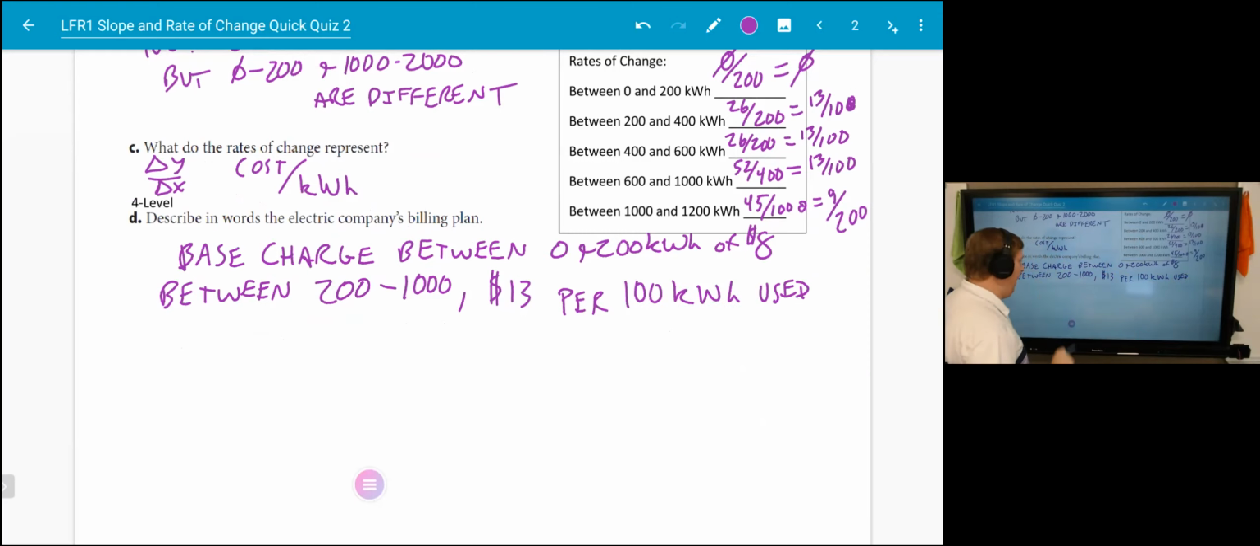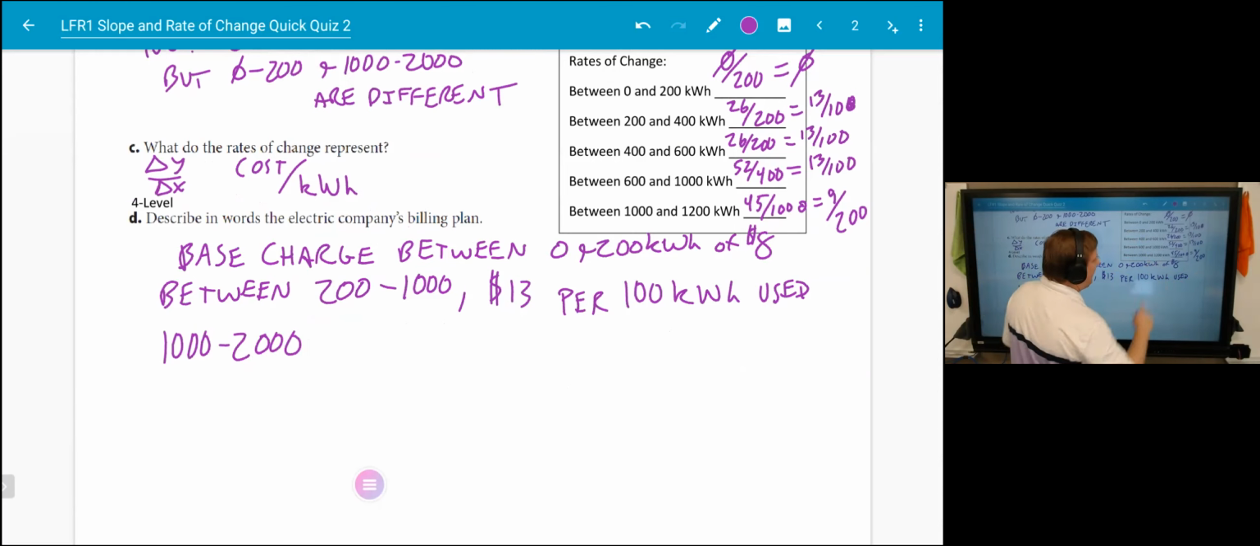Then after that, 1,000 to 2,000, it becomes $9 for every 200. And if you're thinking about it, if you want to compare it to the previous one, if you divide them both in half, this would be 4.5 per 100 kilowatt hours. So there would be quite a bit less than the 200 to 1,000. 1,000 to 2,000 is $9 for every 200 kilowatt hours used.